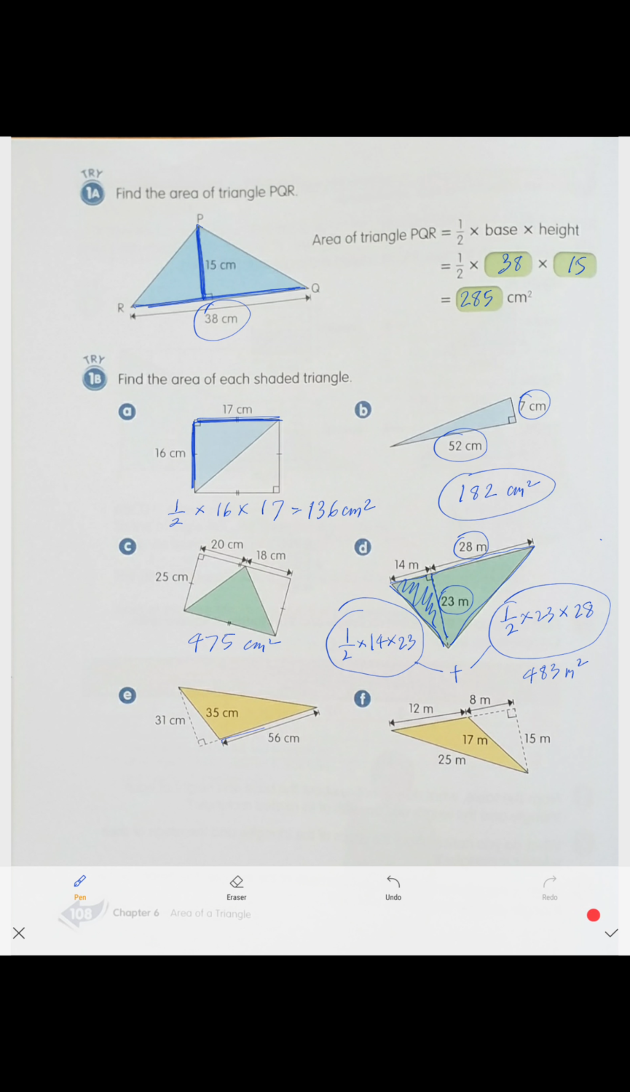Right, we have our base, we have our height, that is perpendicular to the base, right? So you multiply these two numbers and you divide it by 2, and so 1.5 times 31 times 56, right, which is 868 centimeters. I don't know why they gave this. Probably they just want to confuse you.